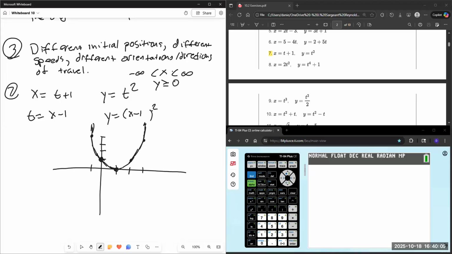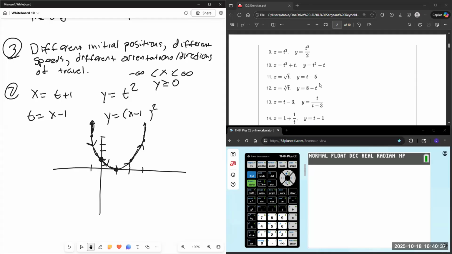And I want to indicate orientation here. So x is moving left to right on this graph. So I'm going to add some arrows like this as time progresses. The particle, the object, is moving from left to right on the graph. That shows positive orientation there. As t increases, the particle is traveling along the path in this direction. Let's go ahead and look at number 17.